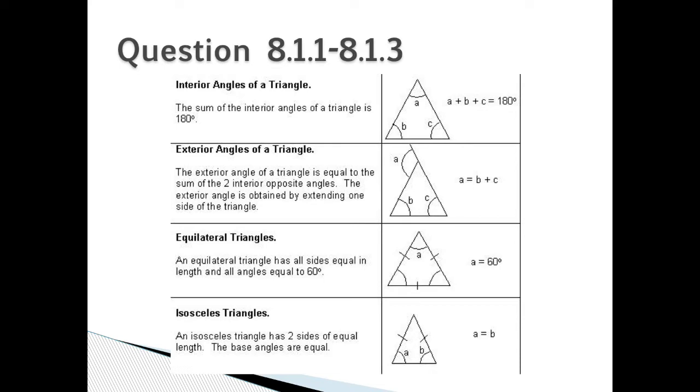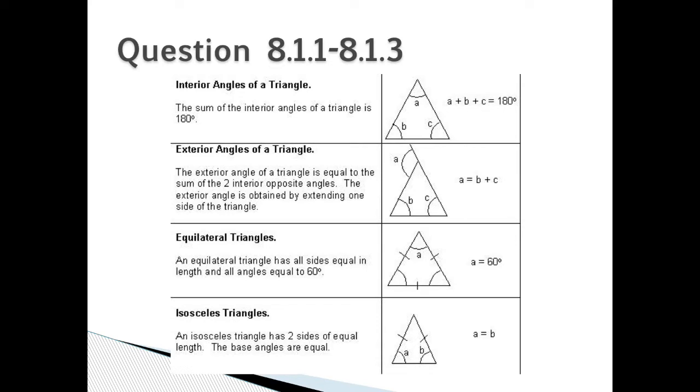The interior angles of a triangle will always add up to 180 degrees. So A plus B plus C is equal to 180 degrees. The exterior angle of a triangle is equal to the sum of the two interior opposite angles. The exterior angle is obtained by extending one side of the triangle. So, in the second diagram, A is equal to B plus C.